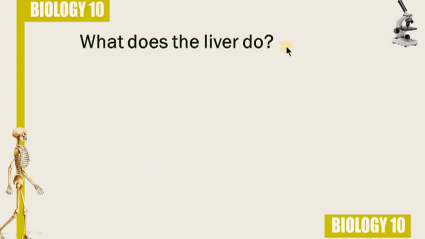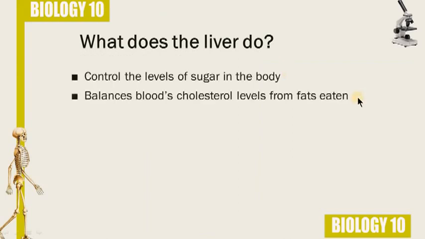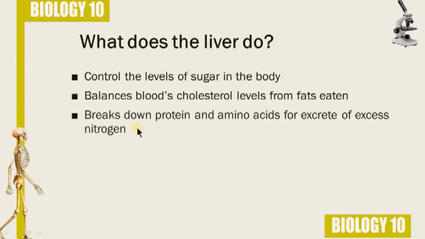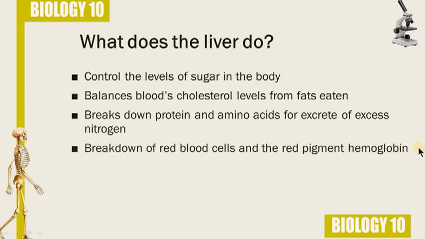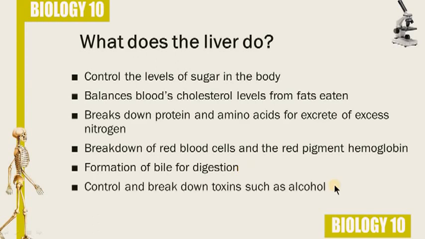What does the liver do? It controls sugar levels in the body. It balances the blood's cholesterol. It breaks down protein and amino acids and gets rid of nitrogen compounds. It breaks down red blood cells. It forms bile, which is necessary for digestion. It breaks down toxins such as alcohol. And it helps to maintain body temperature.